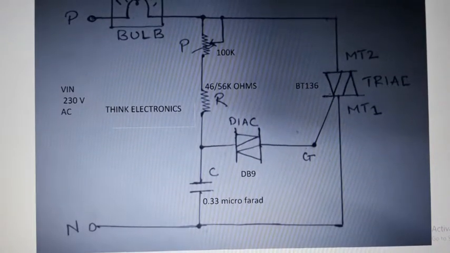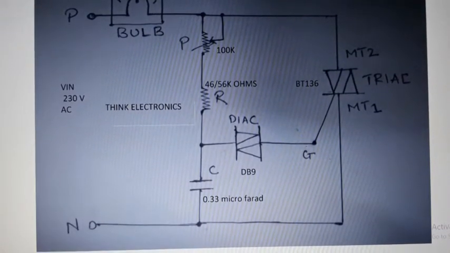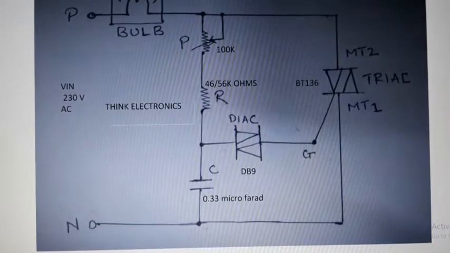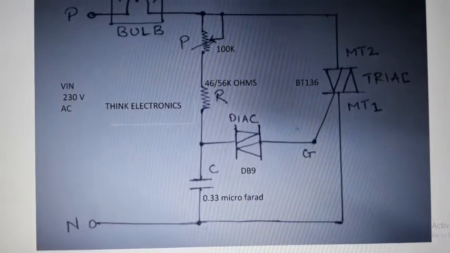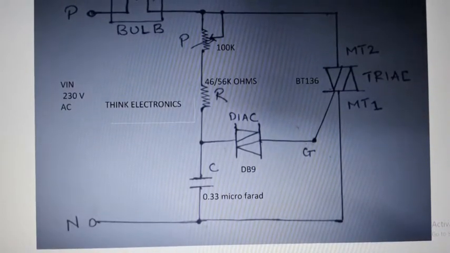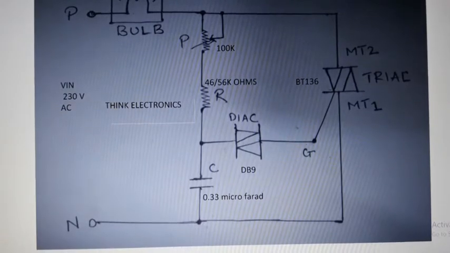The intensity of the lamp or the bulb that we have in the experiment will depend upon the value of the firing angle of the triac. The less the value of the firing angle alpha of the triac, the more will be the voltage across the lamp or the bulb, and hence the more will be its intensity of illumination, and vice versa.